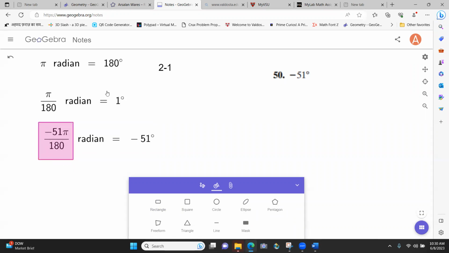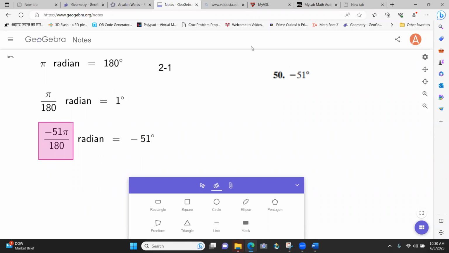Okay. So again, how did I do it? Let me go over it once again. I have to know this. Pi radian is 180 degrees. If I divide both sides by 180, I can also remember pi over 180 radian is 1 degree.